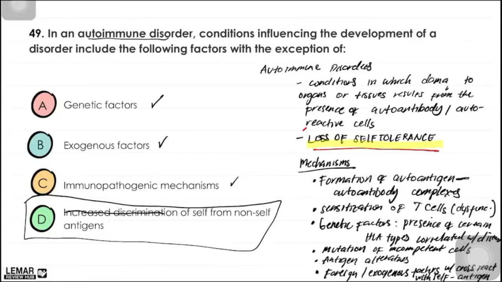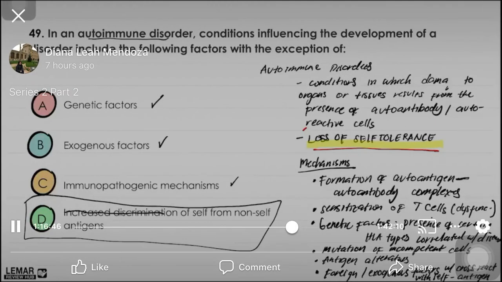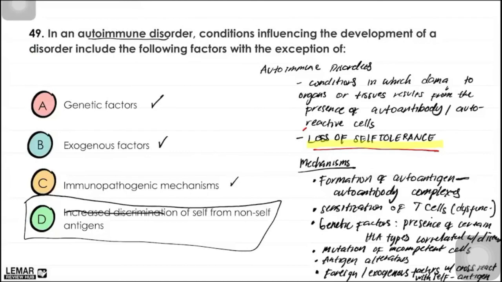So, any genetic change that reduces deletion or enhances activation of autoreactivity may be a risk factor for the development of autoimmune disorders. The association of genetics and autoimmune disorders focuses on the common allelic variants, not on just mutations. What else? We have exogenous factors.